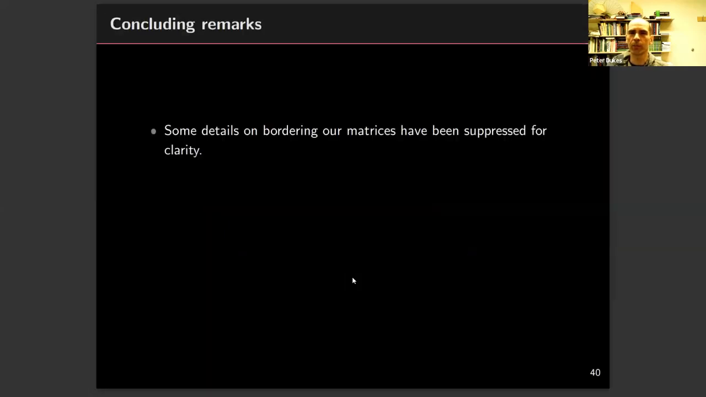Okay, so just to wrap up, I omitted some details on bordering. I'm sorry about that, but you can look in the paper for more. I'll give you a link to the paper in a sec.